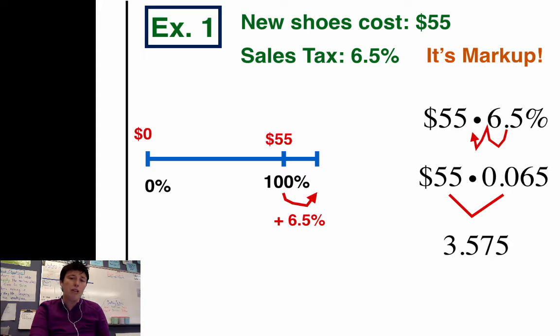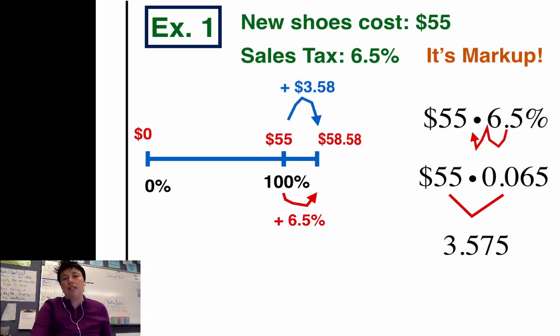And I got 3.575. So I'm going to have to round a little bit. We're talking money here, so that's about $3.58. So our markup when I go to the register is, I'm not paying $55 for my shoes. I'm paying $55 plus $3.58. So my total cost is $58.58 when you add that together.